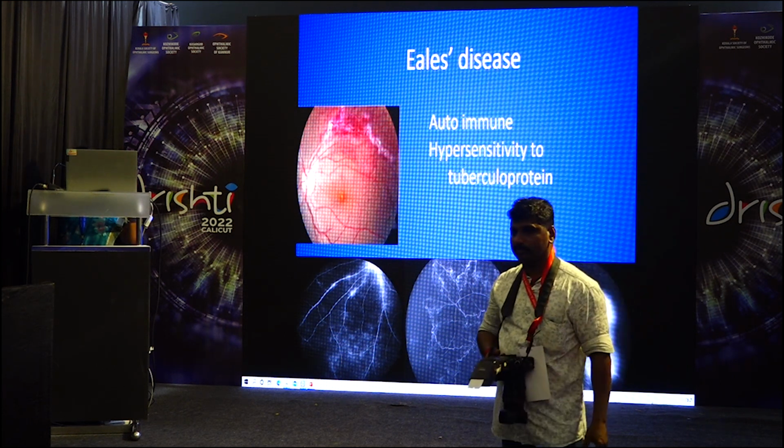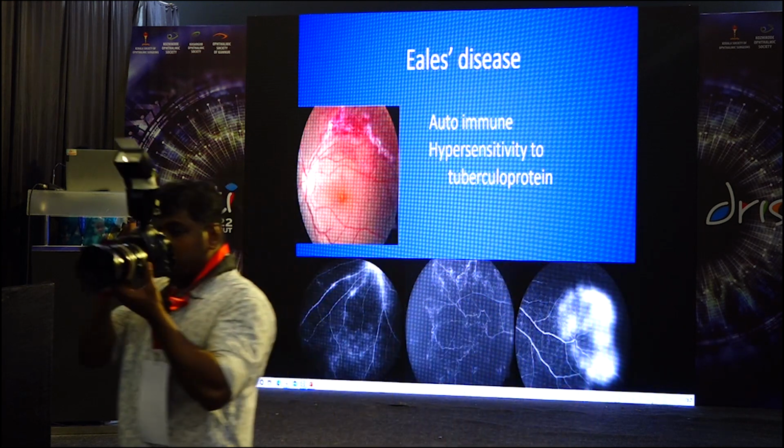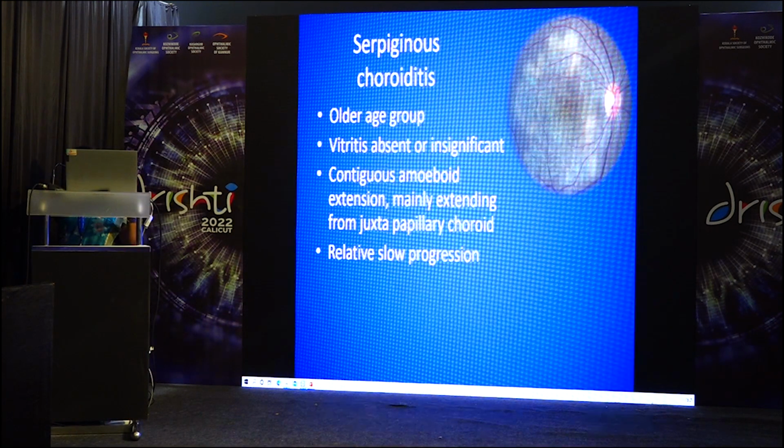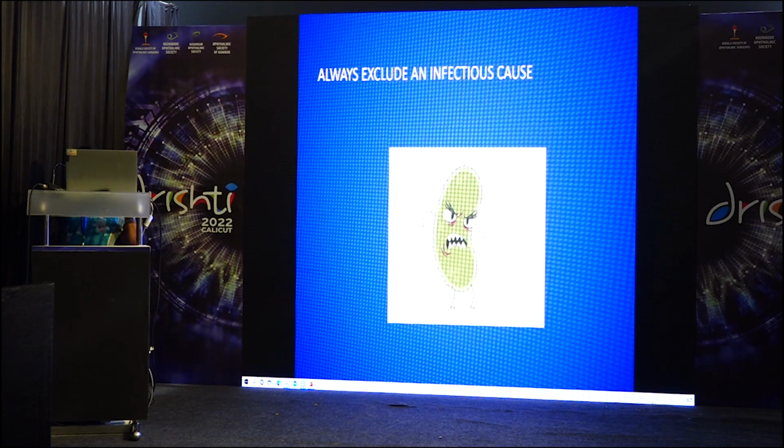It can be autoimmune etiology or it can be hypersensitivity reaction to tubercular protein. Next is serpiginous choroiditis. As the term describes, it has a peculiar pattern starting from the peripapillary choroid with amoeboid extension, mainly extending from the peripapillary area. A slow progression is noted most of the time, associated with minimum vitritis. And always exclude infectious cause.